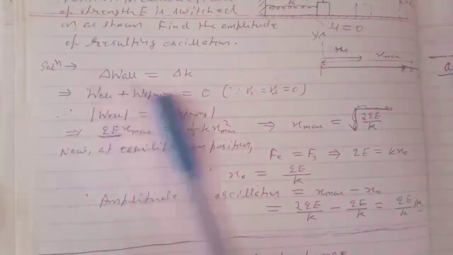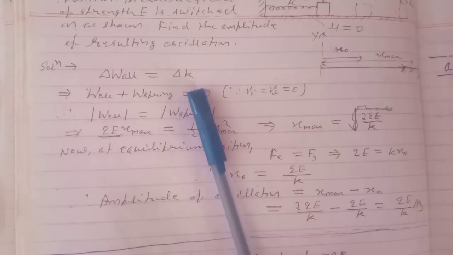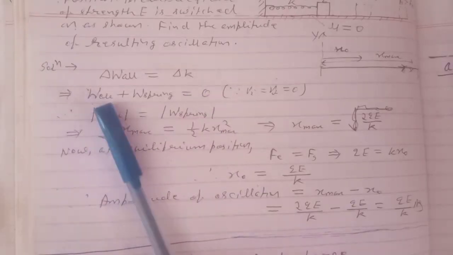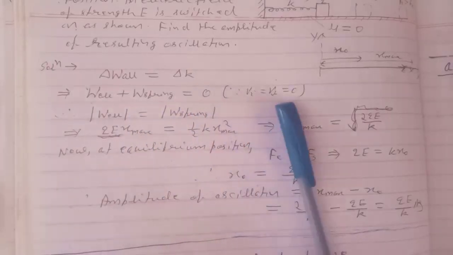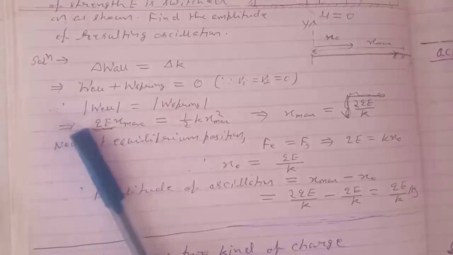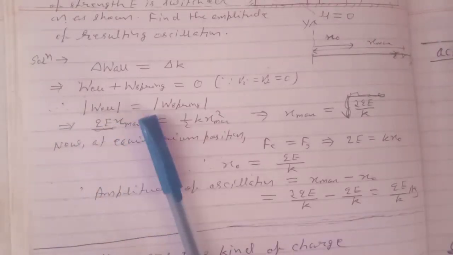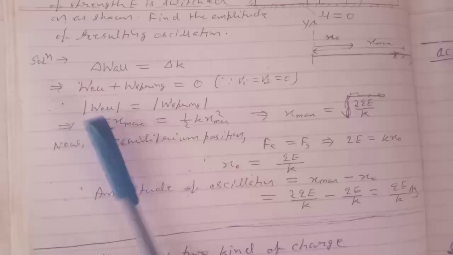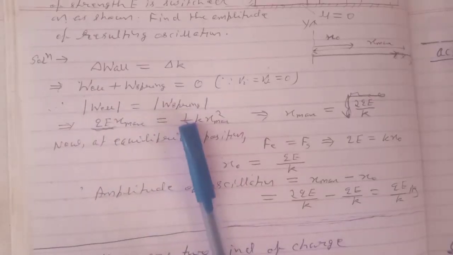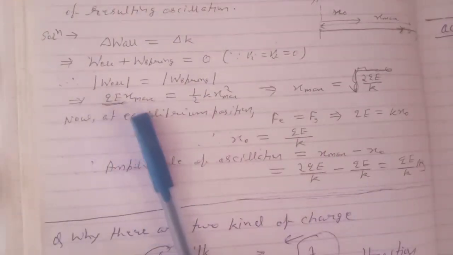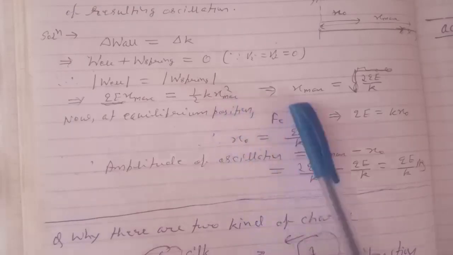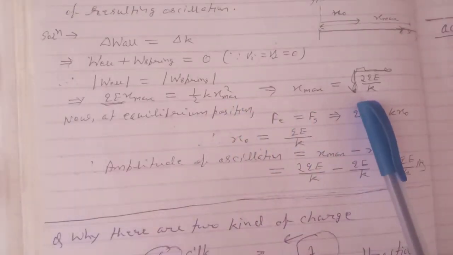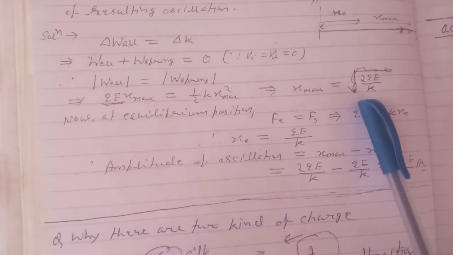Here the work done by all forces equals the change in kinetic energy. This implies W electrical plus W spring equals 0. Since Vi equals Vf equals 0, hence the magnitude of work done by electrical equals the magnitude of work done by spring. This implies qE into x max equals 1 by 2 K x max square, or x max equals 2qE by K.